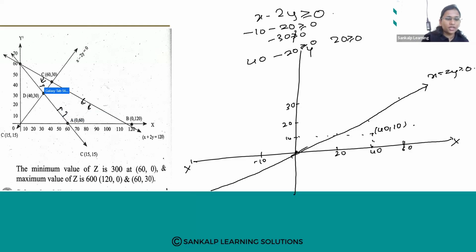And for this x minus 2y, it is a line passing through the origin. Which side did we get? The right side of the line. Now which is your solution region? This is your solution region. It is bounded, and what are the corner points? One is 0, 60, one is 0, 120. Now two intersection points are coming here.